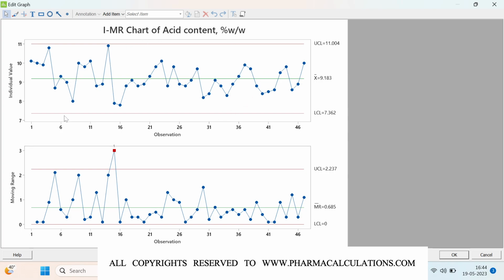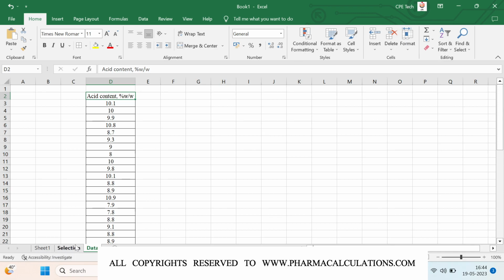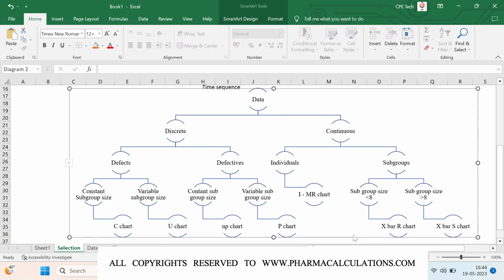Okay, so this is how we are going to interpret the control chart. And now just click on OK. So this is how you are going to identify the type of data, and depending on the type of data you are going to select an appropriate control chart. So this is the brief selection.